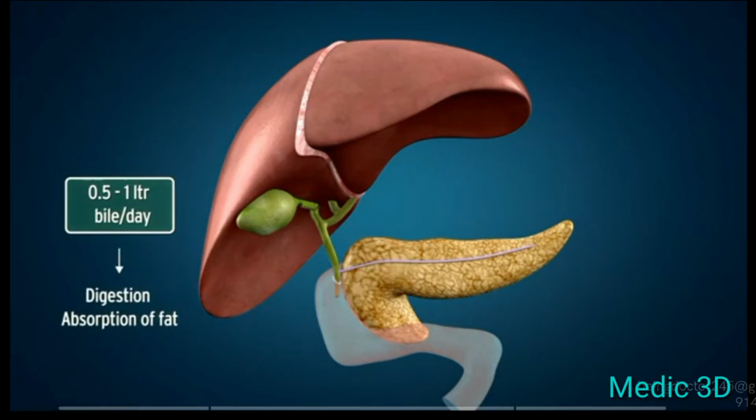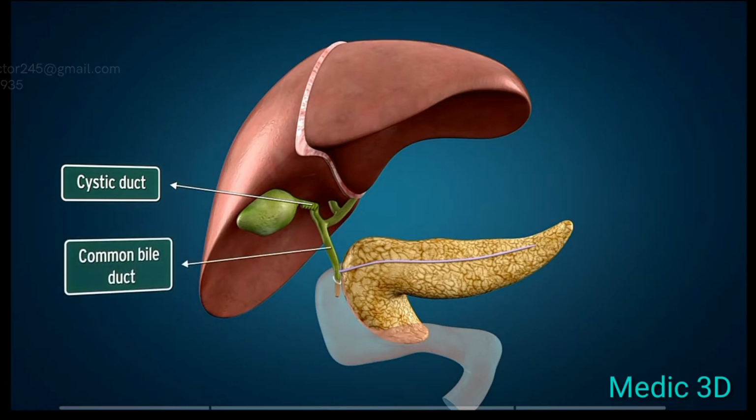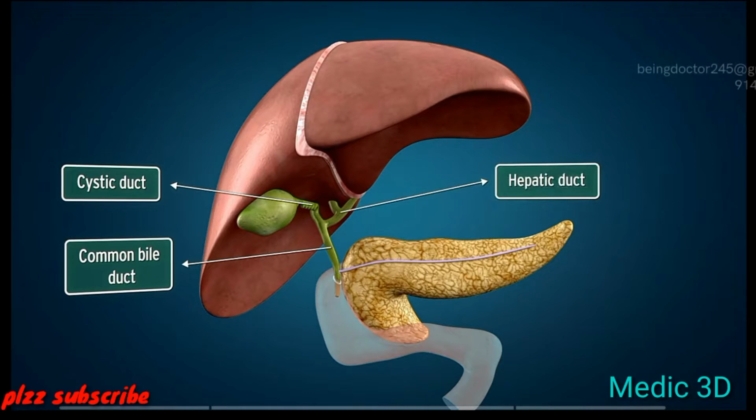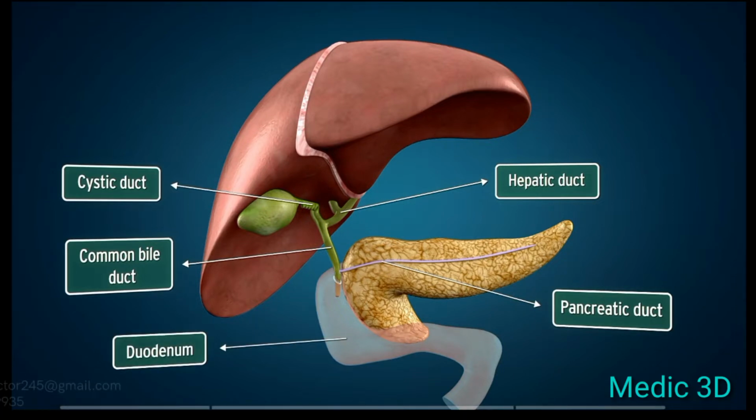the secretion of bile is essential. The cystic duct of the gallbladder forms a typical bile duct in conjunction with the hepatic duct. The typical bile duct joins with the pancreatic duct and opens through the sphincter of Oddi into the second part of the duodenum.